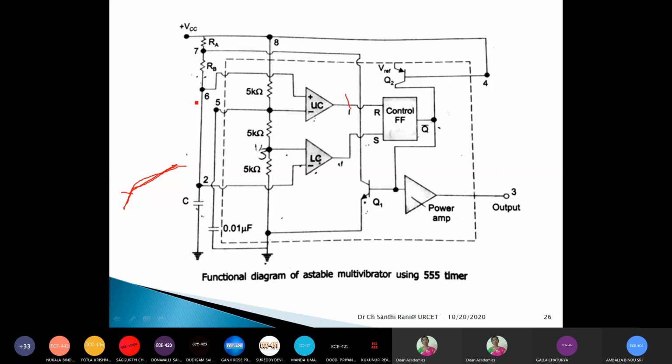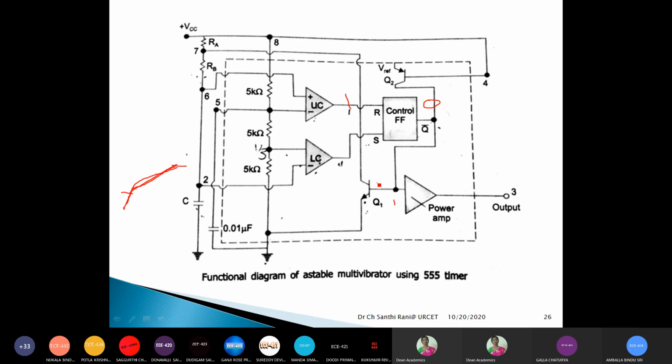So that means the voltage across the capacitor only is the threshold voltage and also the trigger voltage. Pin number 6 is the threshold pin. Pin number 2 is the trigger pin. So to both the pins we give the voltage across the capacitor only. So now, if I mention what the reference voltage is, that is sufficient, and this remaining part you know. That means when the upper comparator output is 1, the flip-flop is reset to 0. So when Q is 0, Q bar is 1. When Q bar is 1, this transistor will be in on condition.